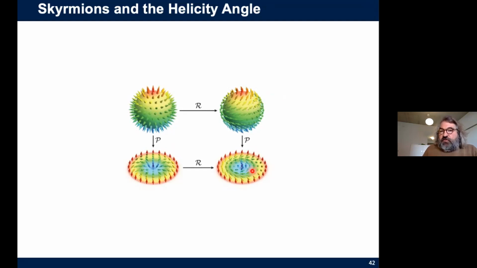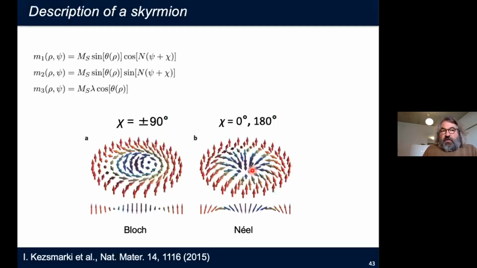And this is what you would really like to measure. Classically, in the literature, there were usually only two types of skyrmions reported: the Bloch type skyrmion with chi of plus or minus 90 degrees, and the Néel type skyrmion with chi of 0 or 180 degrees. If we look into the equations of the magnetization components in the skyrmion, we see that the in-plane components M1 and M2 contain this helicity angle chi. M3 doesn't.